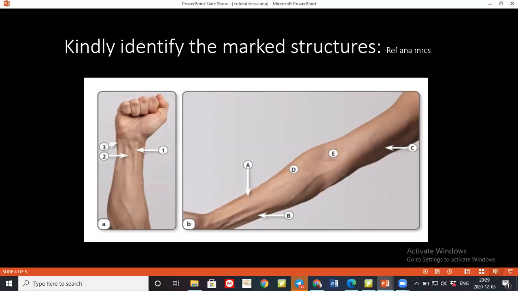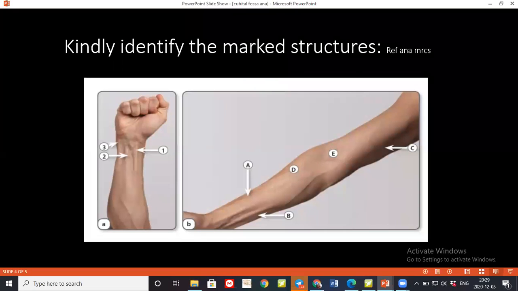These muscles are innervated by which nerve? For most of the muscles of the anterior compartment, they are innervated by the median nerve. Then we have the lateral half of flexor digitorum profundus. The muscles of the medial part are innervated by the ulnar nerve, which are the medial half of flexor digitorum profundus and flexor carpi ulnaris. And the posterior compartment is supplied by the radial nerve.